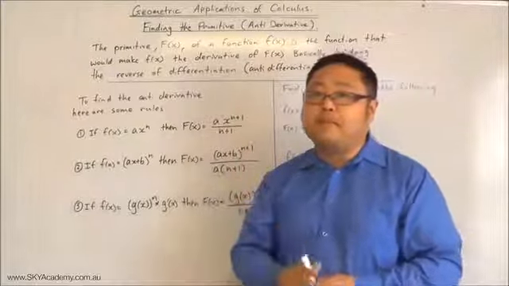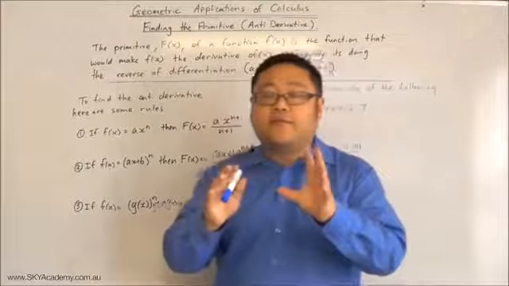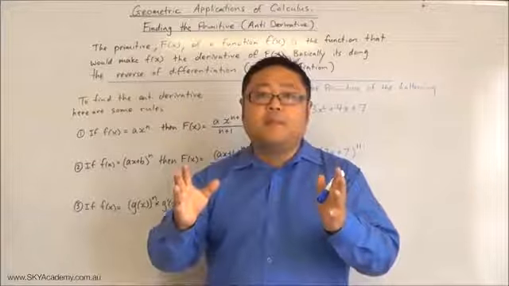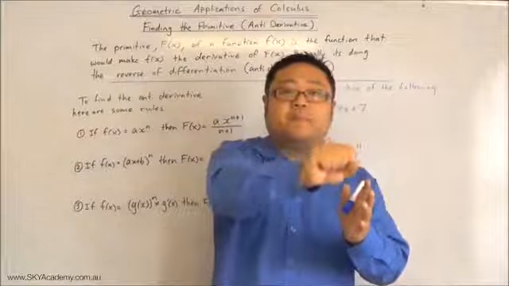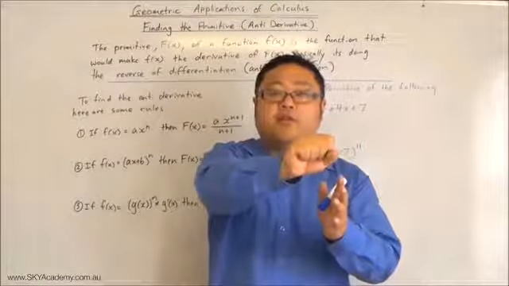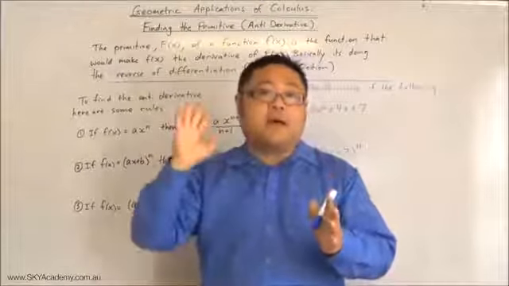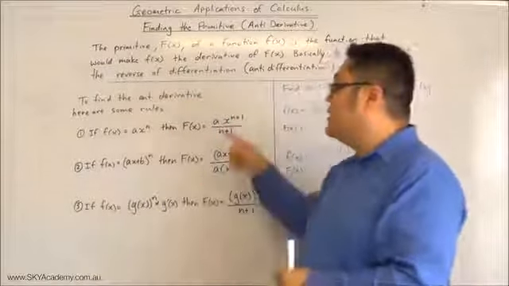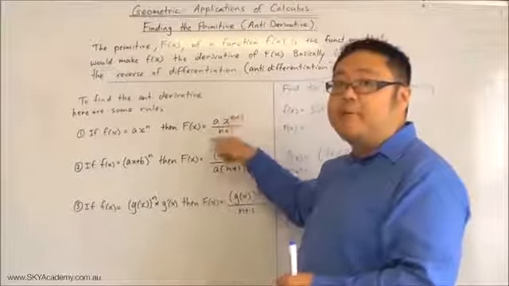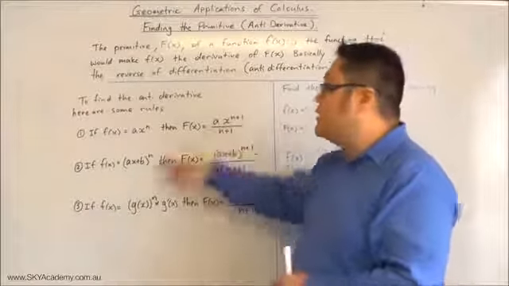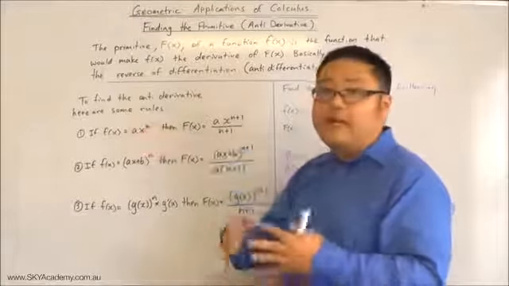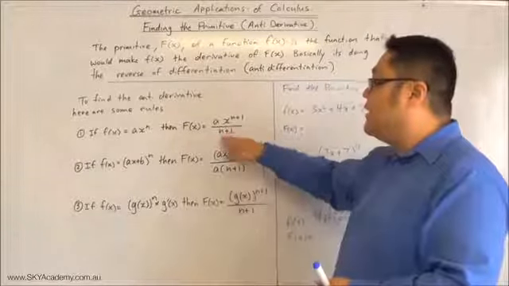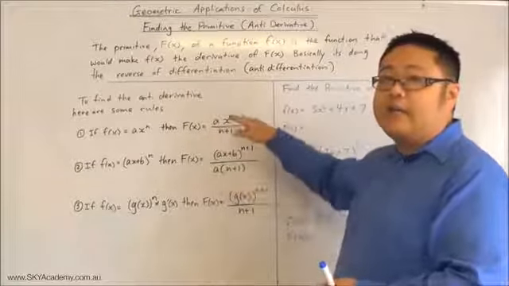There are some basic rules. With differentiation of an x to the power term, you took the power, multiplied it with the coefficient up the front, and then took one off the power. When we're doing the reverse, finding the primitive, we're adding one to the power and dividing by the new power. So if you've got ax to the power of n as your original function, finding the primitive is about adding one to the power and dividing by the new power.